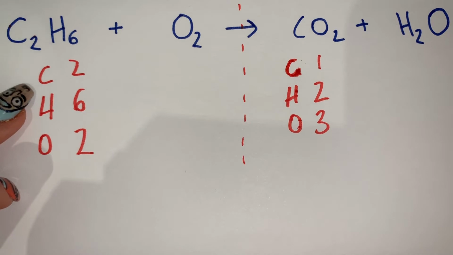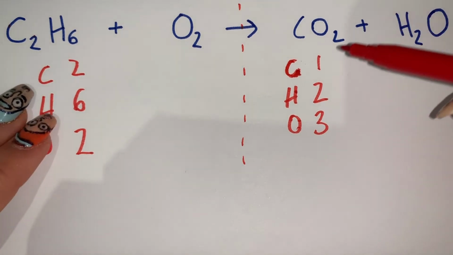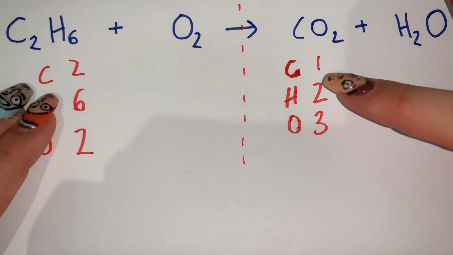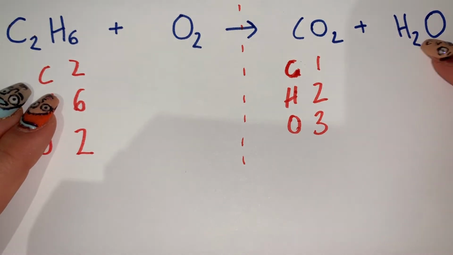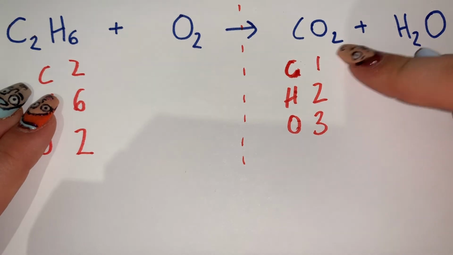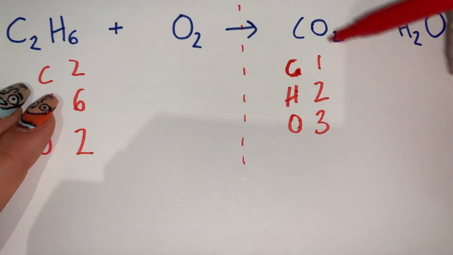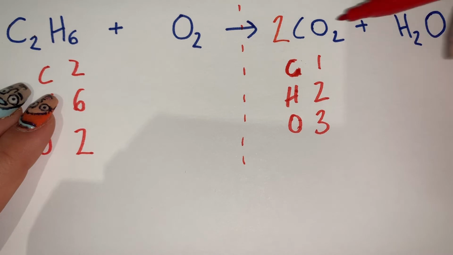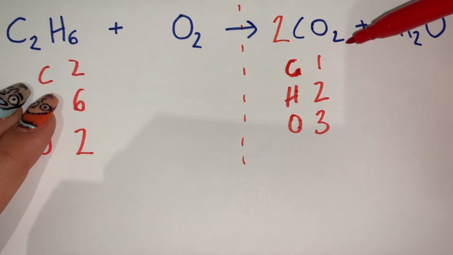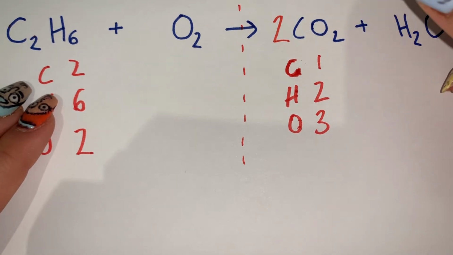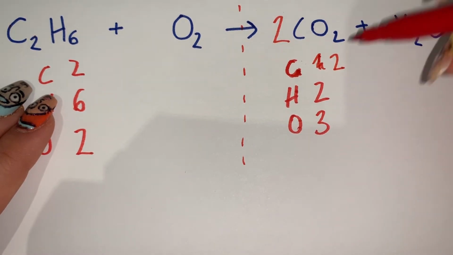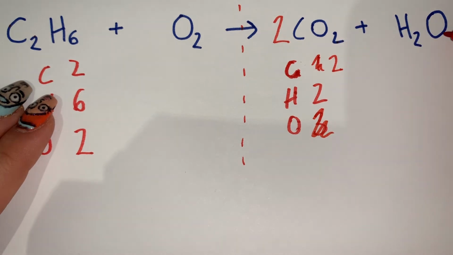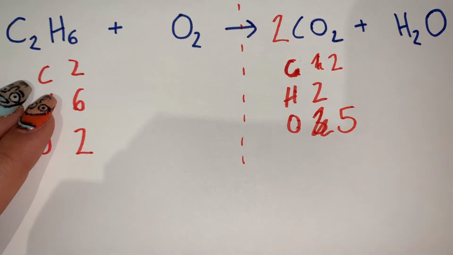So let's do that. Okay, so on this side we've got 2 carbon atoms, but on this side we've got 1 carbon atom. So the only product that's got carbon in it is carbon dioxide. If we have a look here, we can just add a 2 in front of the carbon dioxide, so that gives us 2 lots of carbon dioxide. And then in terms of atoms, it gives us 2 atoms of carbon and 2 times 2 lots of oxygen. That makes 4, plus don't forget about the 1 oxygen we've got here, so that gives us 5.